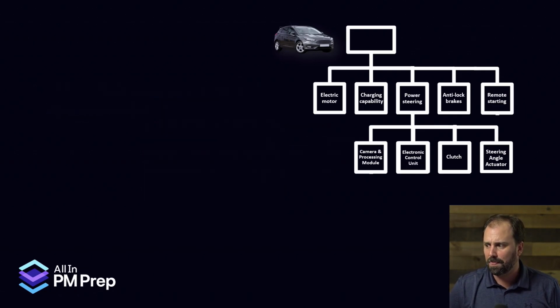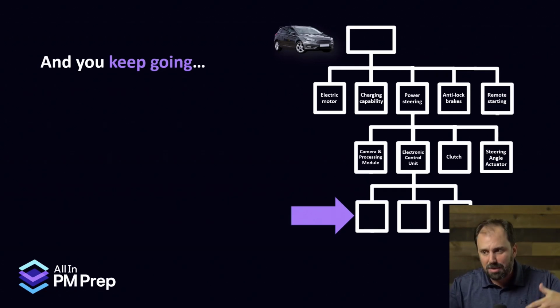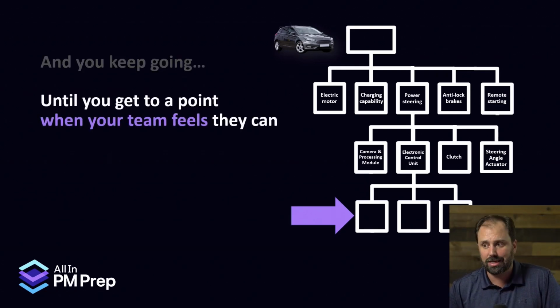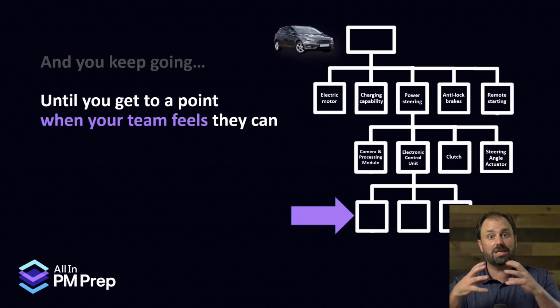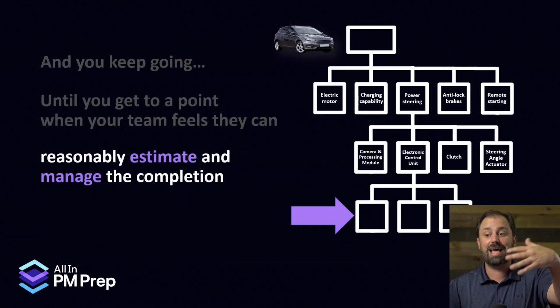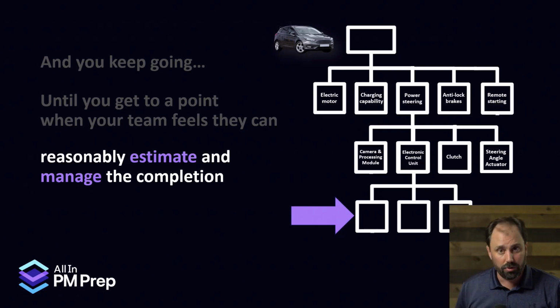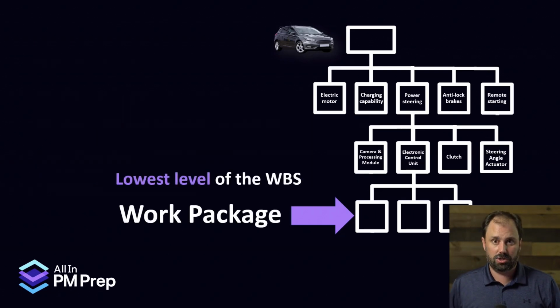It's beautiful. And as we go down, we take the electronic control unit and the clutch and all these things and start breaking them down. You keep on decomposing until you get to a point where your team feels it's broken down enough to reasonably estimate and manage the completion of the work to deliver that thing. And what did we call the bottom level of the WBS, for 2 extra bonus points that don't count for anything? We call it the work package. So the lowest level of the WBS is the work package.